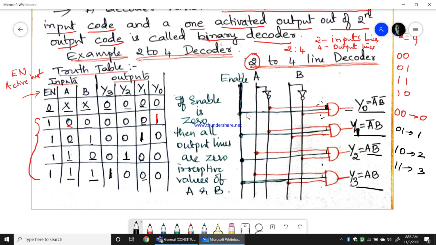Okay, I hope this explanation on this particular 2 to 4 line decoder, which is a binary decoder, is clear to you. Okay.